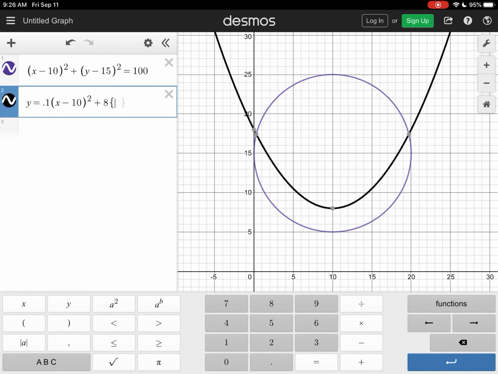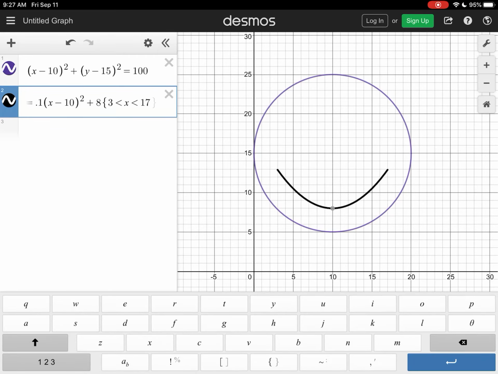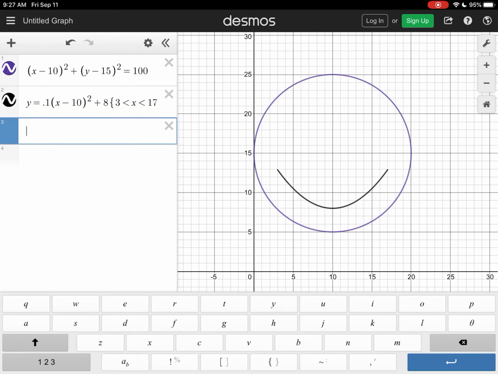Or I can cut the left and the right sides off, meaning I could say something like, I want x to be between 3 and 17 maybe? And that would cut it off nicely as well. So either of those options, cutting the top or cutting the sides, will cut my smile the way I want it to. So now I've got a good start on my smiley face.